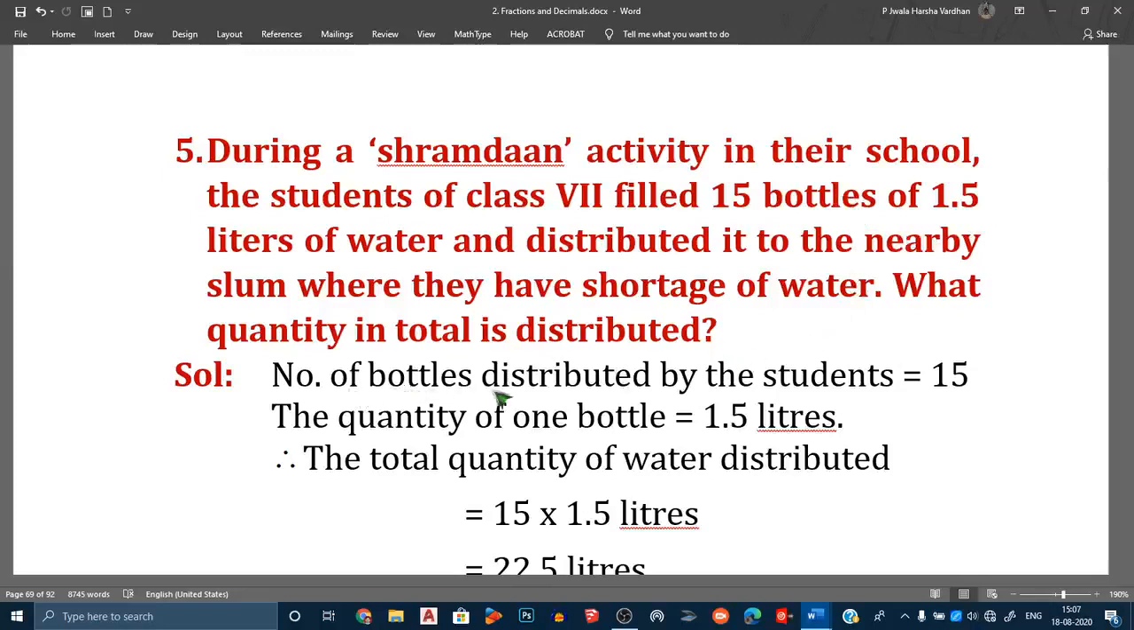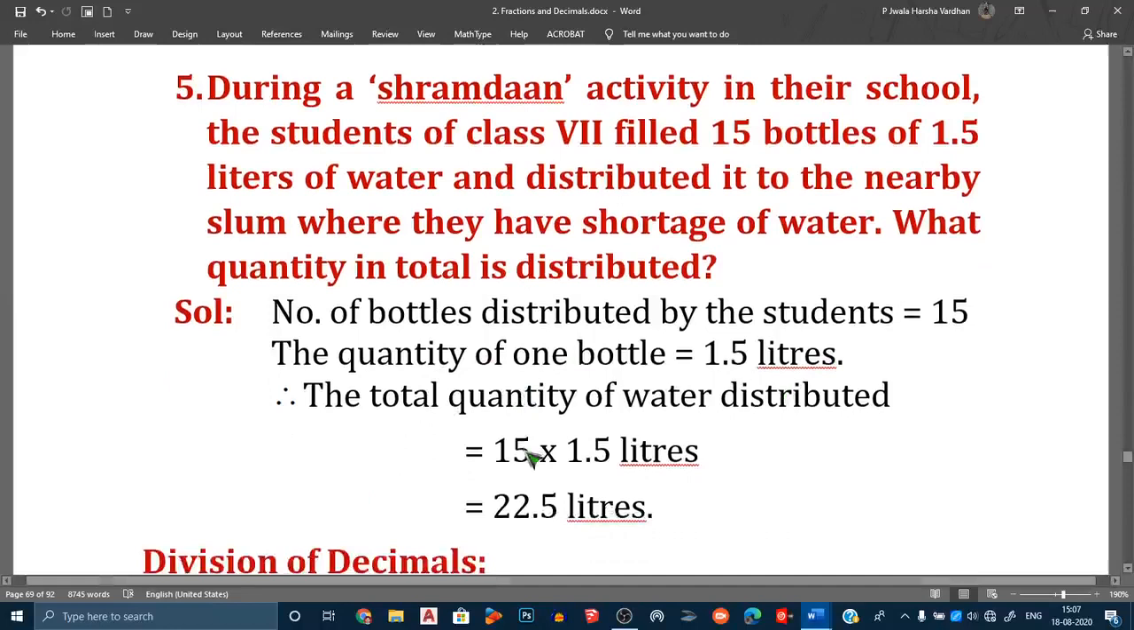So now the number of bottles distributed by the students is 15. The quantity of one bottle is 1.5 liters. Therefore, the total quantity of water distributed is 15 into 1.5 liters, which gives 22.5 liters. So this much water they distributed in the slum area. Okay, 22.5 liters they distributed.